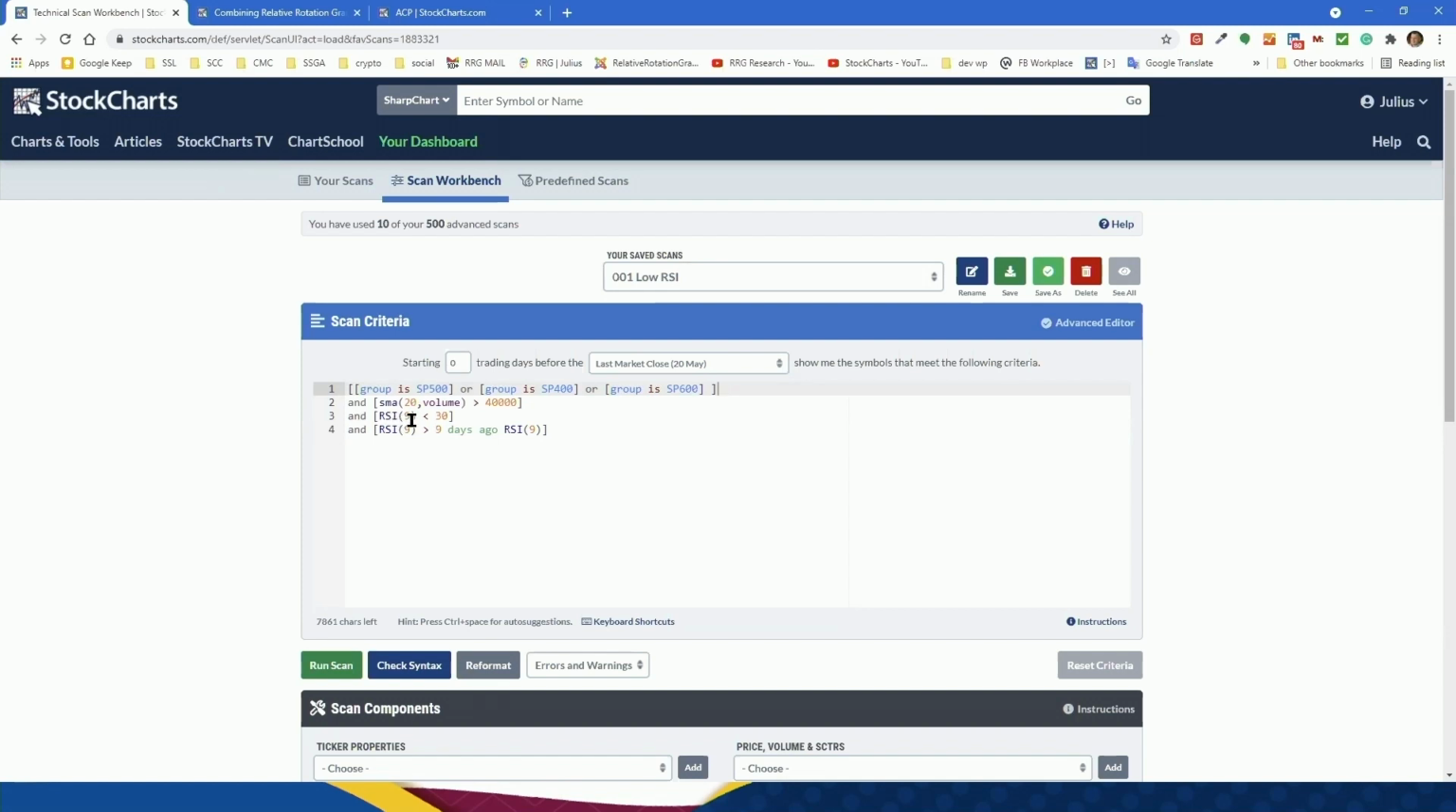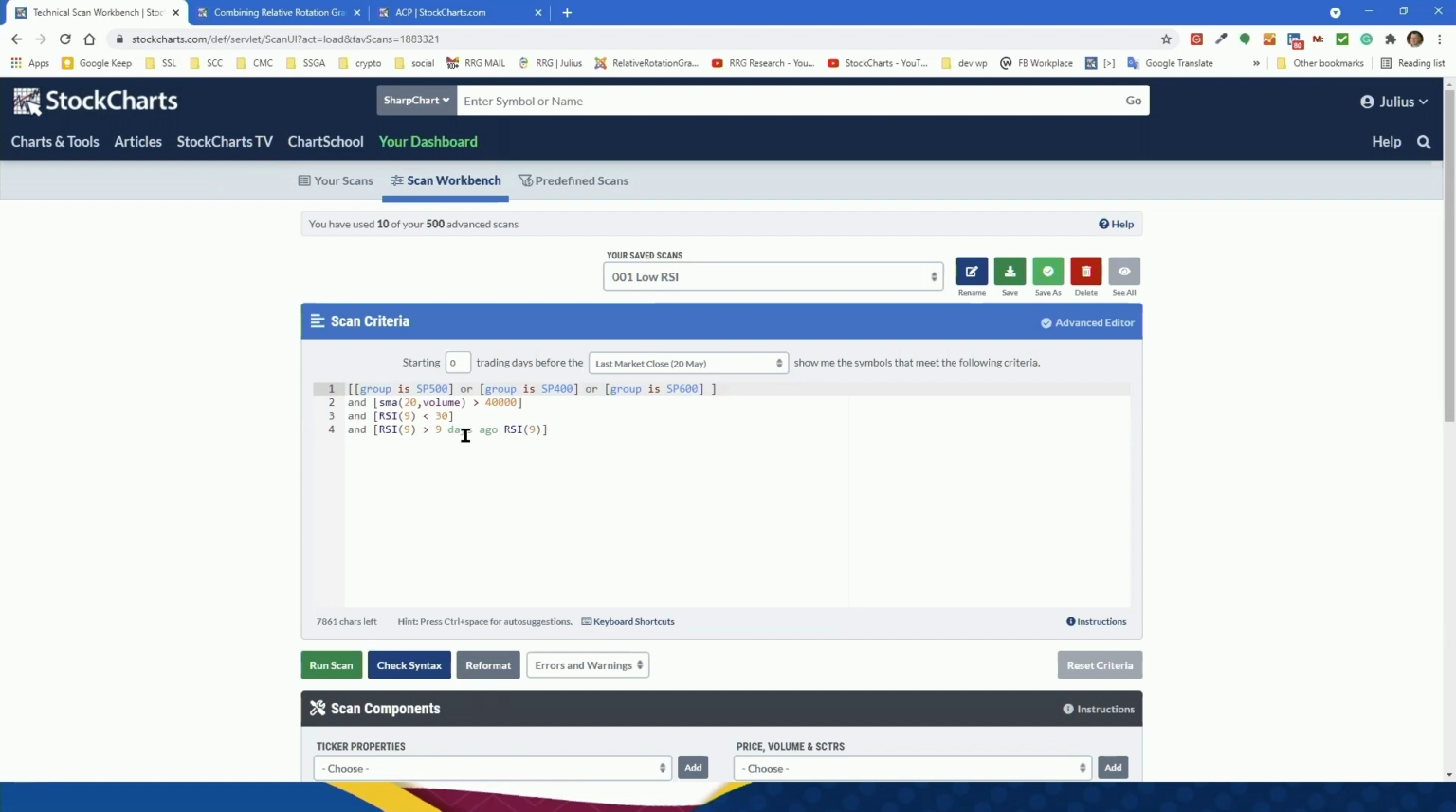That's my personal favorite. The 14-day is the classical version that Welles Wilder used when he introduced RSI, but over the years I started using 9 days, though feel free to change that to anything you like. We want that 9-day RSI to be below 30. And we also want today's value, the current value of that same 9-day RSI, to be higher than the 9-day RSI of 9 days ago.